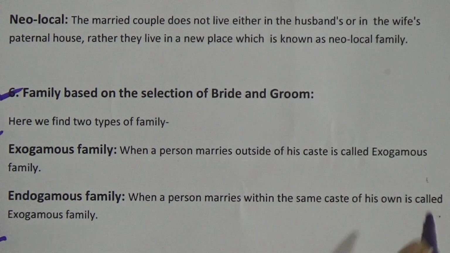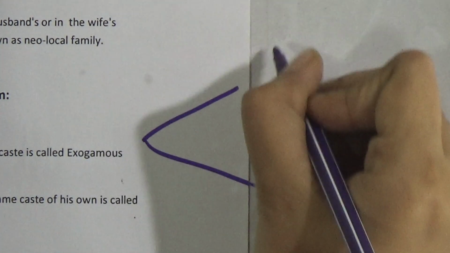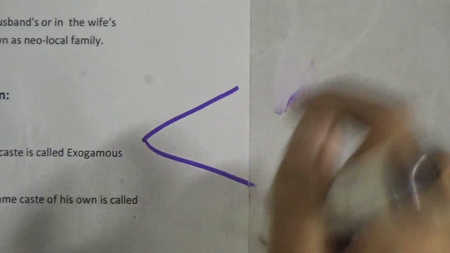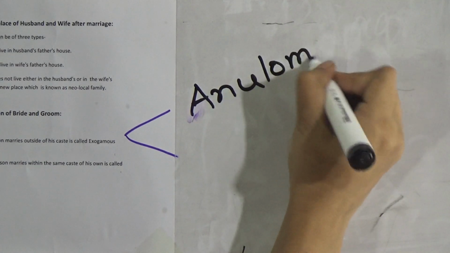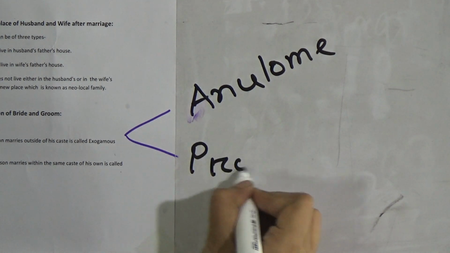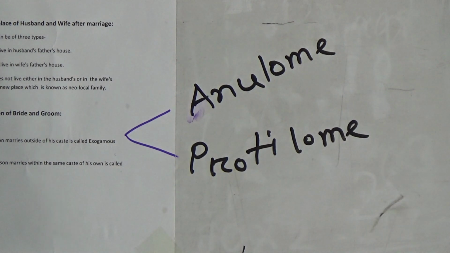And now there are 2 differentiations here. If a person marries into an upper caste, that is called anulom. That means marriage with the upper class, and marriage with the lower class is called pratilom. This is called pratilom marriage. So this is found in exogamous family.